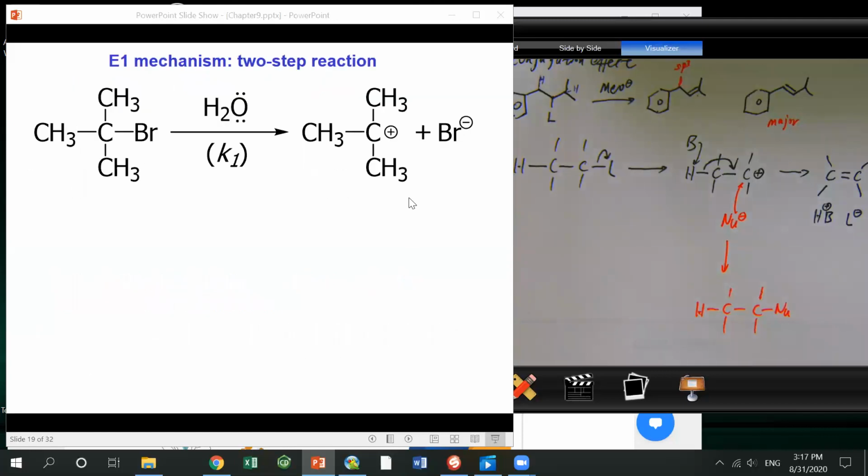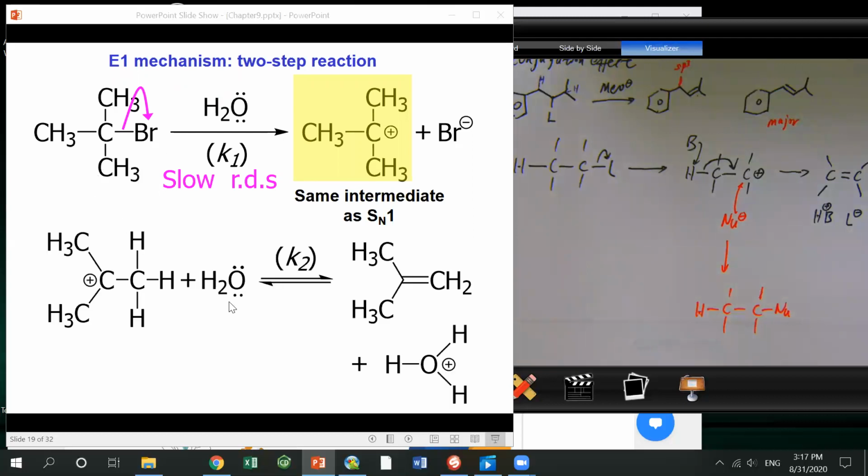Here I'll show you some real examples. Draw the mechanism: kick off the leaving group, then form the carbocation. The first step, similar to the SN1 reaction, is the rate-determining step, the slow step. That's why the E1 reaction's rate law only has the substrate. It has nothing to do with the base, because the base comes in the second step.